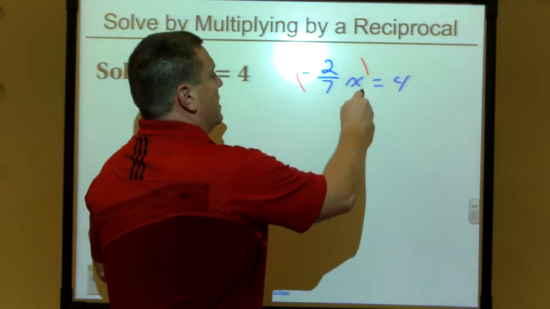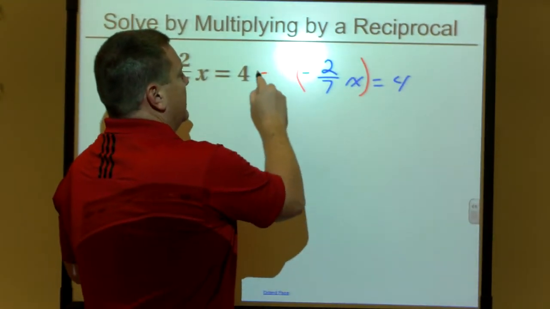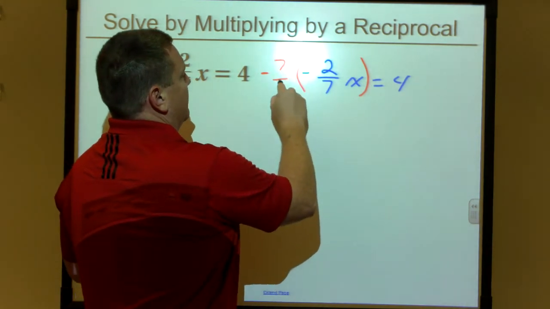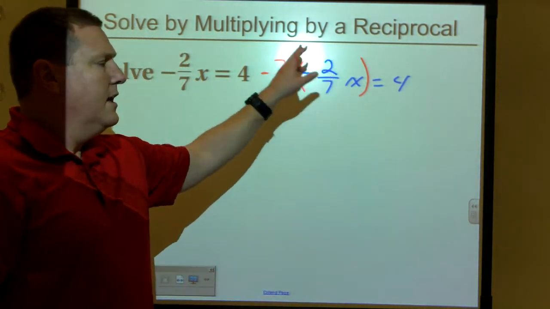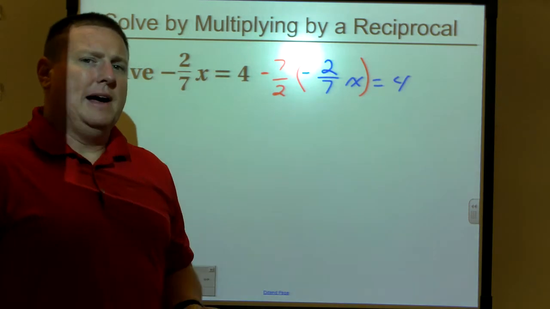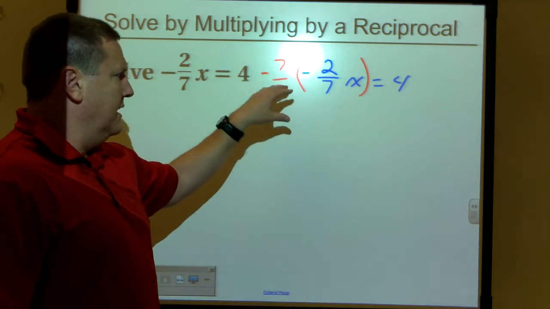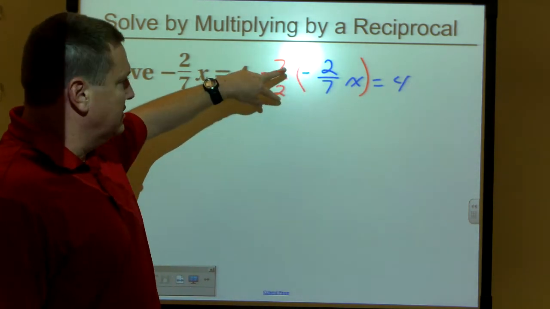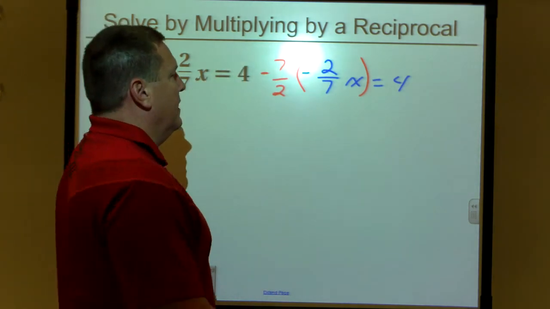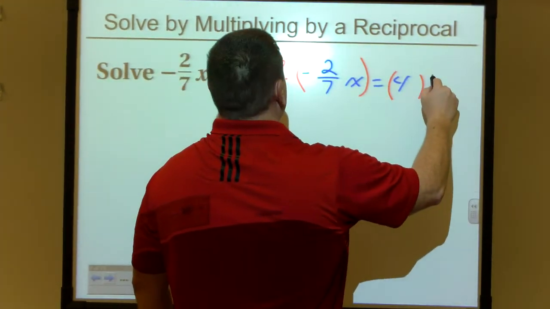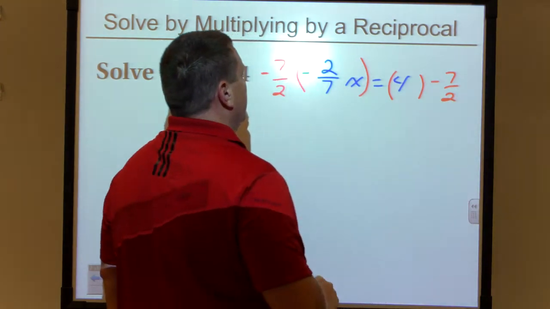So what we're going to do is put this in parentheses, and the reciprocal of negative 2 over 7 is negative 7 over 2. Remember, when I multiply, reciprocals are supposed to give me a positive 1, so negative times negative gives you a positive 1. So you can't change the sign, it's just flip the thing over. Over here I'm going to do the same thing, multiply by negative 7 over 2.